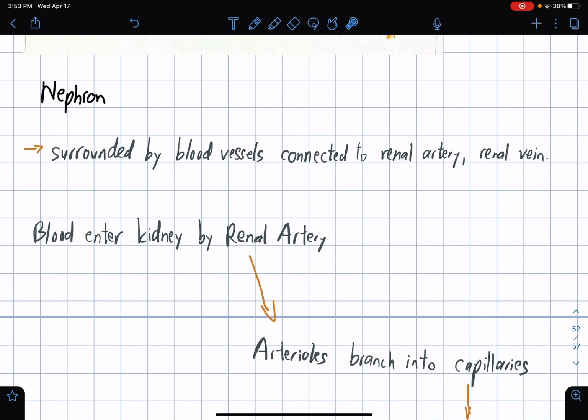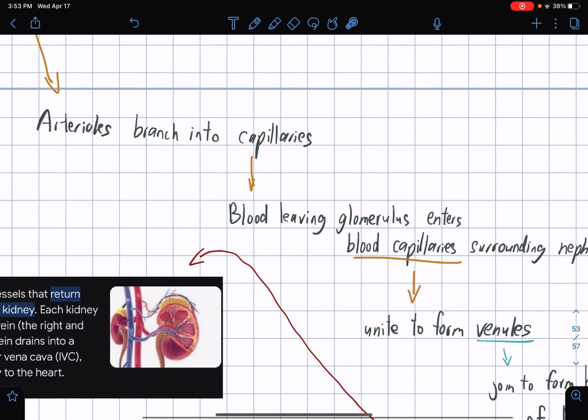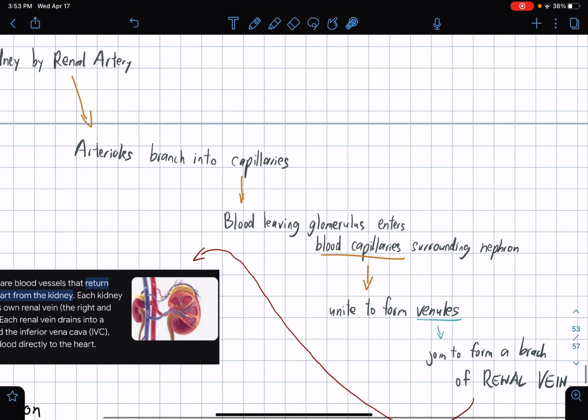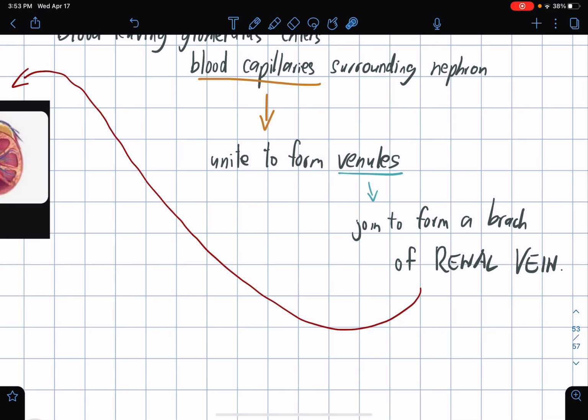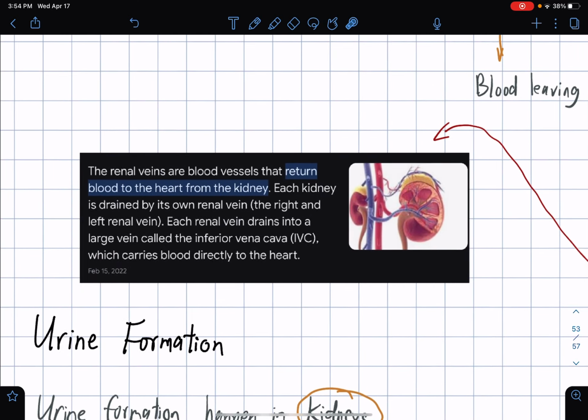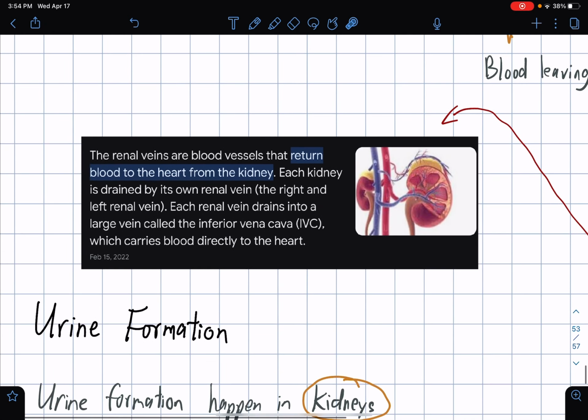The nephron is surrounded by blood vessels connected to the renal artery and the renal vein. Blood enters the kidney by the renal artery. Arterioles branch into capillaries. From there, the blood leaving the glomerulus enters the blood capillaries surrounding the nephron, and they unite to form venules. Venules join to form a branch of the renal vein. So the renal veins, basically this one, are blood vessels that return the blood to the heart from the kidney.